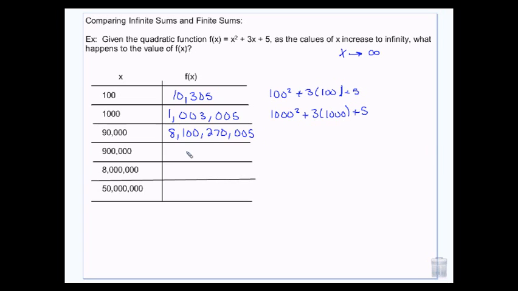And if I plug in 900,000, I get a number that is greater than 8 times 10 to the 11th, which is an 8 with 11 zeros. And if I plug in 8 million, I get a number that is greater than 6 times 10 to the 13th, which is a 6 followed by 13 zeros. And if I plug in 50 million, I get a number that is greater than 2 times 10 to the 15th. And do you guys see what's happening to this number? It's just getting bigger and bigger, right? So it continues to grow.